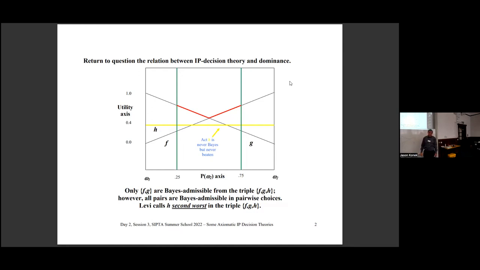But that means we need a decision theory that says we're looking at something more complicated than just pairwise. I give you a menu. What do you need to look at? You need to look at more than pairs.